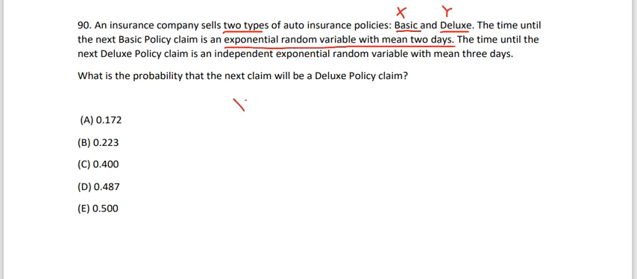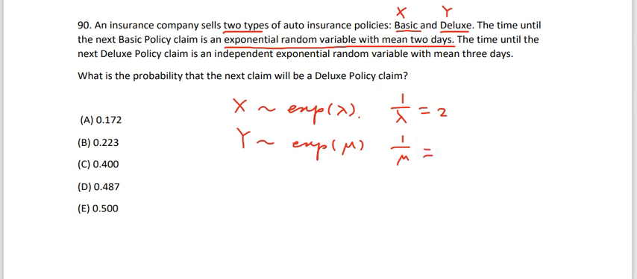x is exponential distribution with parameter lambda, so the mean 1 over lambda equals 2. And the other one, y, is also exponential distribution with parameter mu, so the mean 1 over mu equals 3. Right? So then what do we want to find?